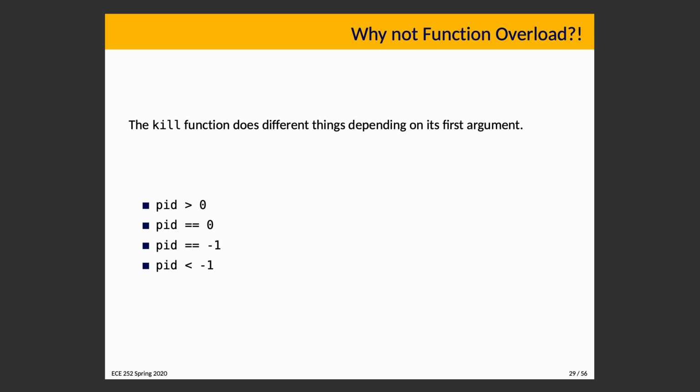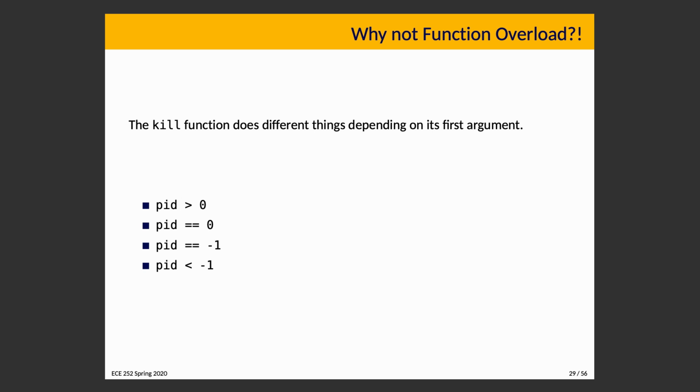The kill function does a number of different things depending on its first argument, and you can do some weird things with it. We're not going to focus on it, but I just include it here for completeness. If PID is greater than 0, that sends the signal to the process specifically that you named. If PID is equal to 0, it sends the signal to all processes in the same group as the caller, so my current group. -1 is broadcast. I'm hard-pressed to think of a good scenario for this, but you could send the signal to all processes, at least all the ones for which you have permission to send a signal, except init and yourself.